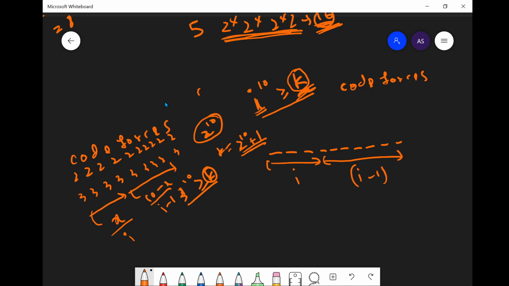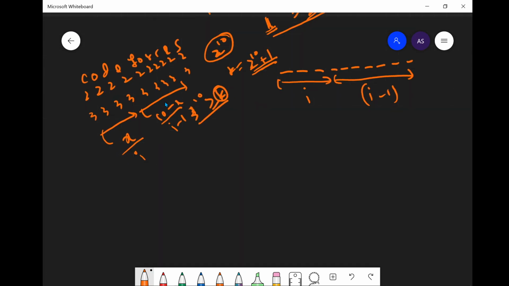So if we consider this example only, that k is 2 to the power 10 plus 1, we can just write C 3 times and the rest we could write 2 times. So x here would be 1 and these all would be 9 times. This is i and these all are i minus 1.